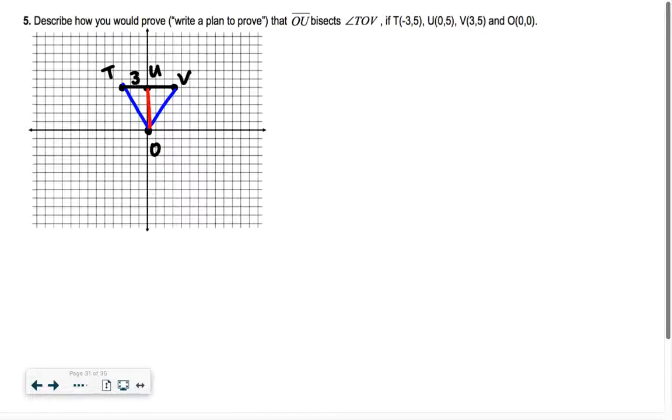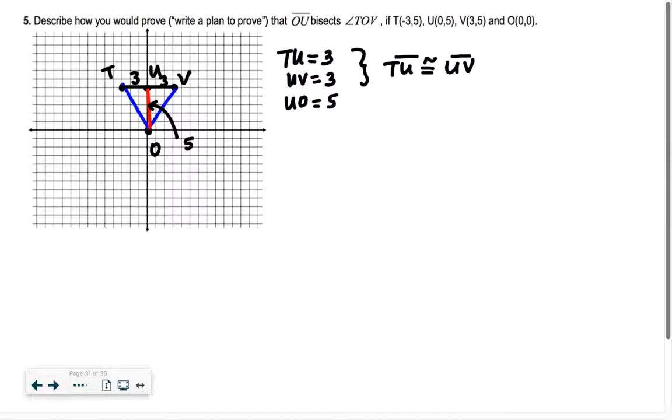Like this one's 3. What's this distance, the red line? 5. And then this one's 3. Those are pretty easy, right? We can say that TU is 3, UV is 3, and UO is 3 or 5 just by counting. We don't have to do the distance formula or anything there because they were straight up and down or right and left, right? So we have at least side and side. So we have that TU is congruent to UV.